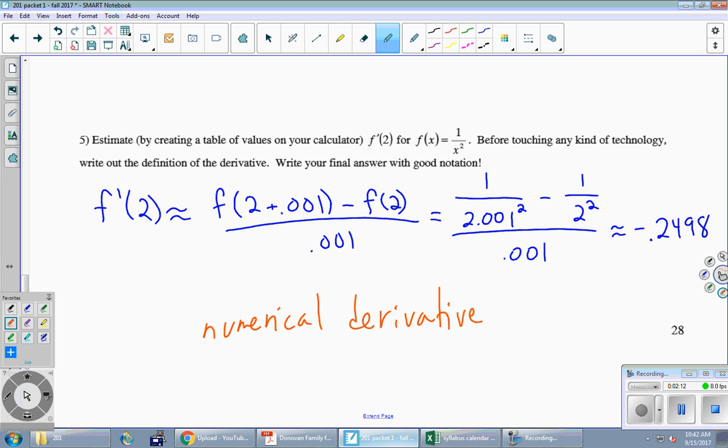So I've done some of the work here. I didn't really use a table. I just did 2.001 compared to 2, and then just did the slope of my secant line, and I said, hey, that's probably pretty close to the slope of the tangent line, which is what f prime of 2 stands for. On my calculator, I got negative 0.2498. That's going to be really close to the right answer, which turns out to be exactly negative 1/4, negative 0.25. So we are calculating the derivative here numerically, and it is an approximation. So this is a numerical derivative.